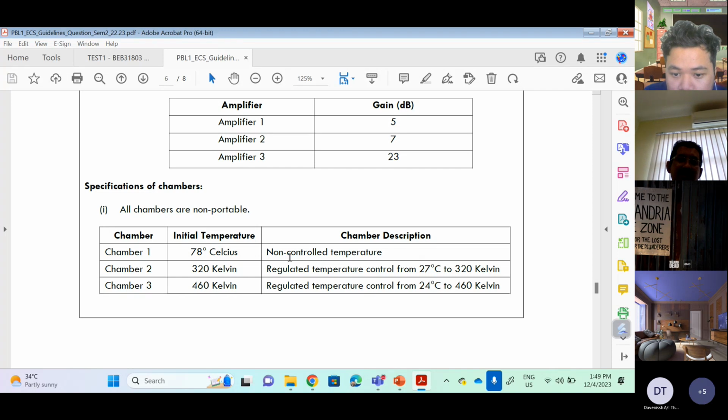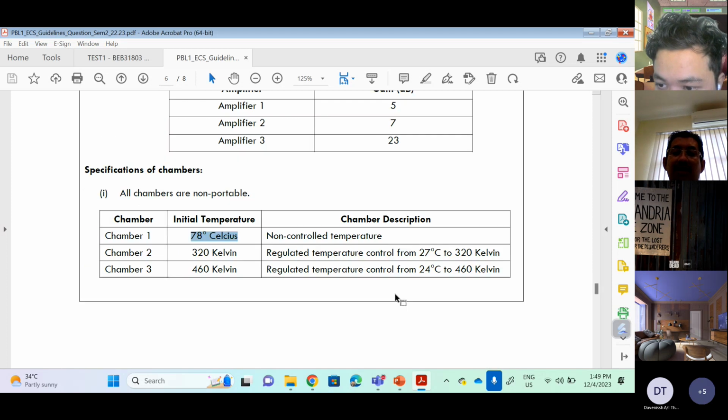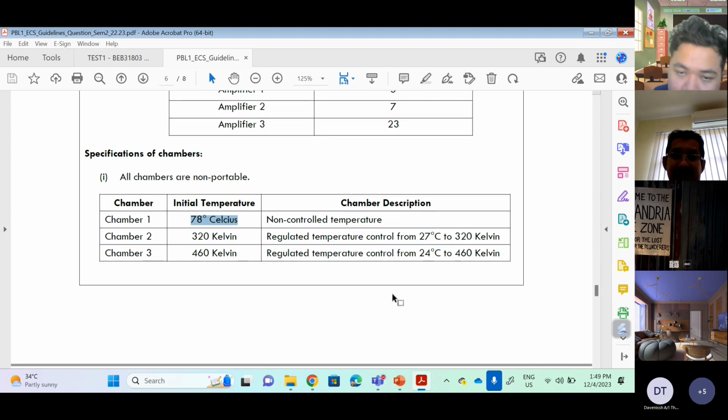Okay, yang mana di sini kalau you lihat non-controllable temperature, maknanya dia fix pada 78 Celsius. Untuk chamber 2 dan 3, you boleh tukar dia punya temperature. You boleh tukar temperaturenya antara 27 hingga 320 Kelvin. Untuk chamber yang ketiga 24 hingga 460 Kelvin. So dalam kes ini ada fixed parameter dan ada variable parameters.